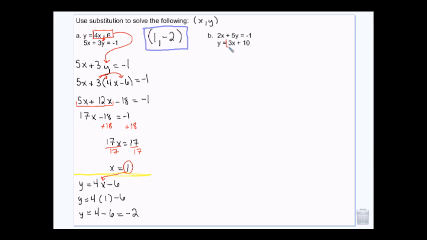Here, same situation. I already have one in the form of y equals. So I'm going to take this and plug it in for that y.